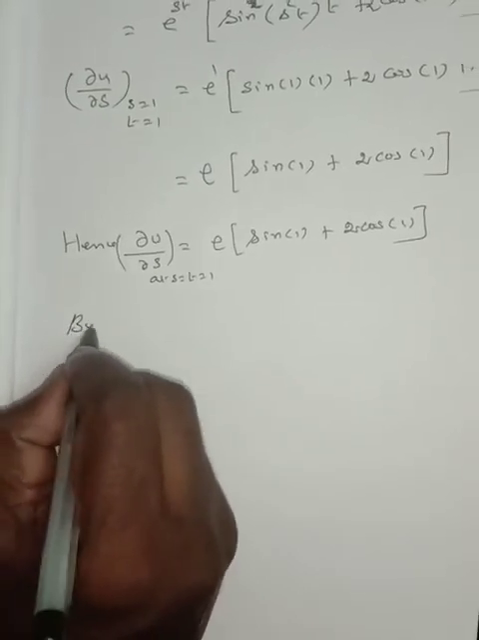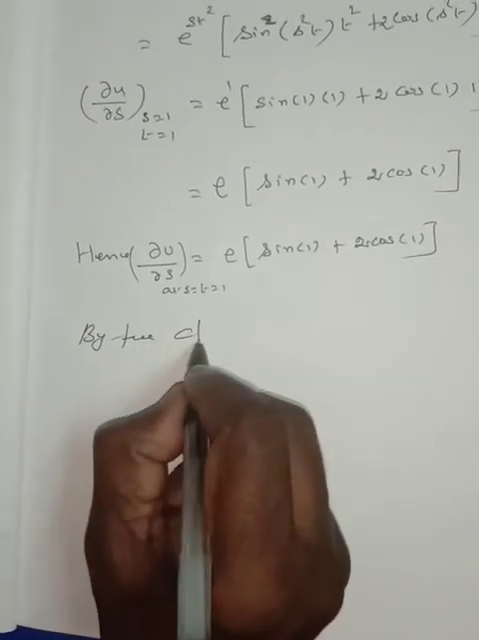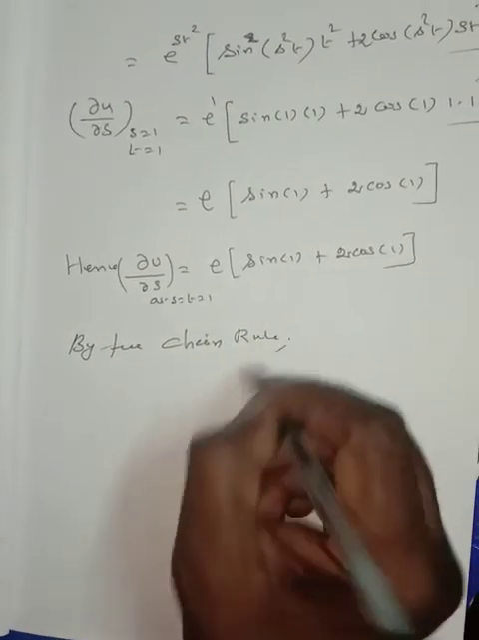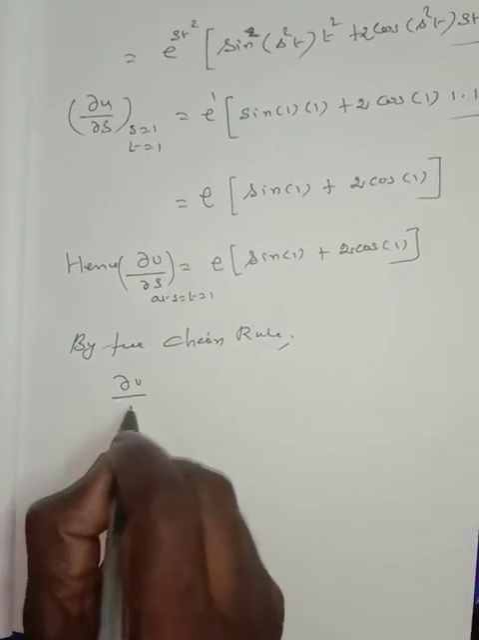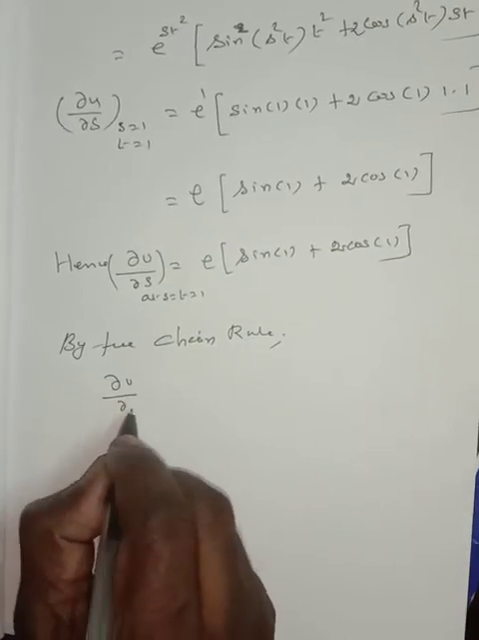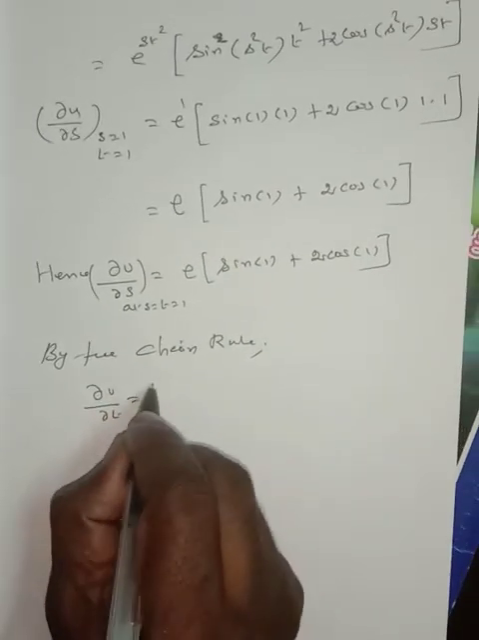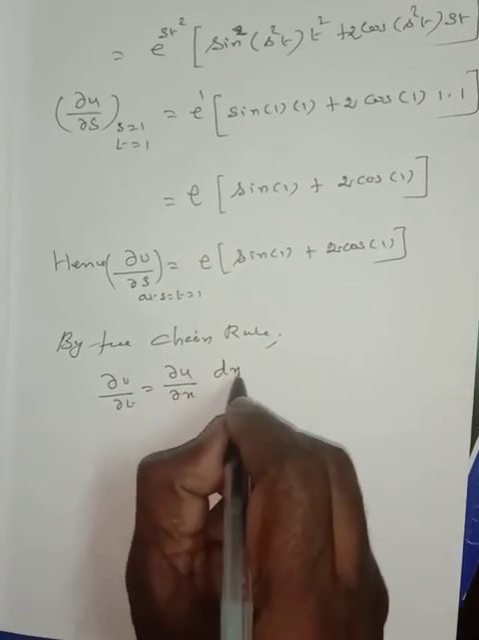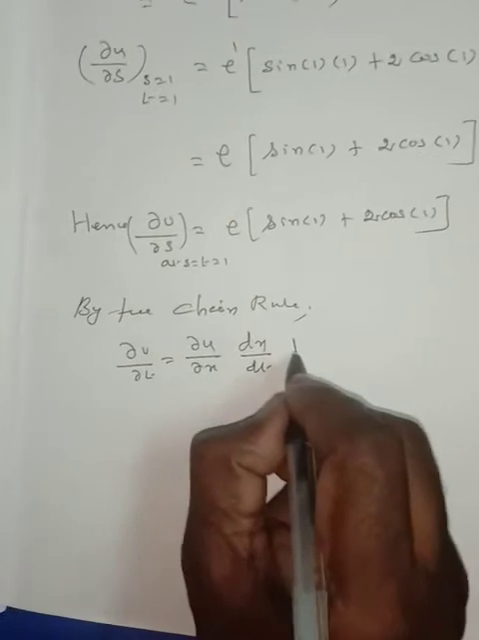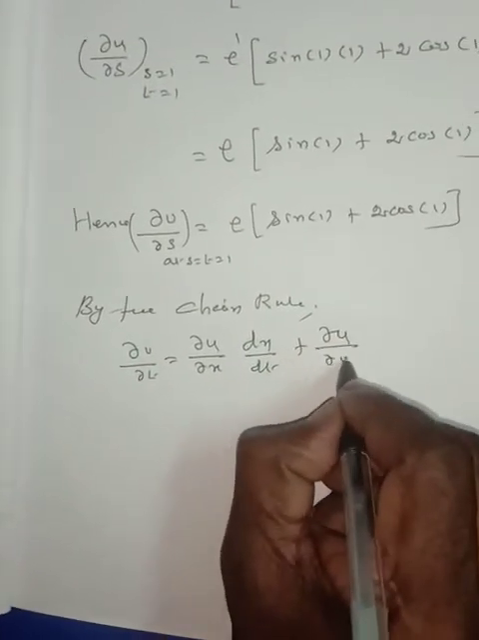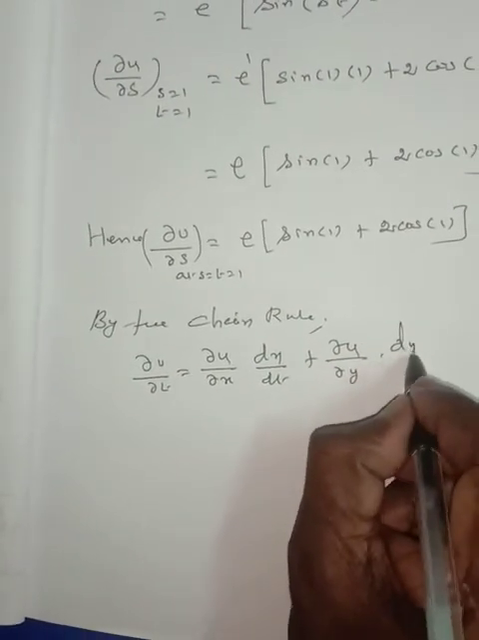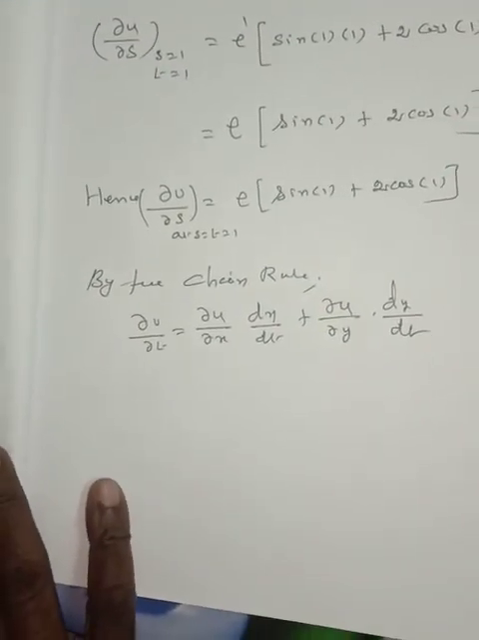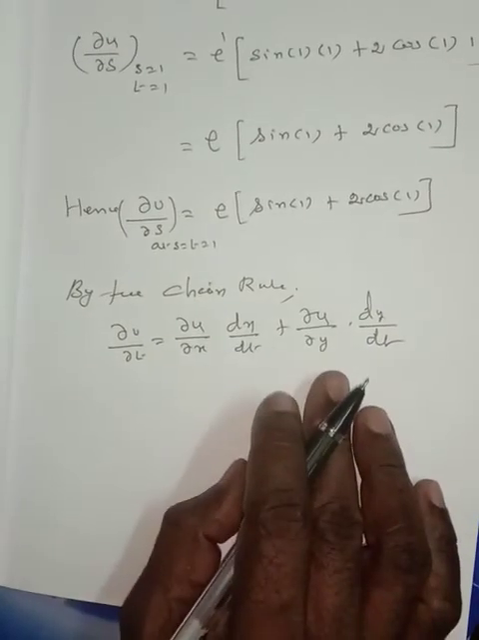Similarly, we can find dou u by dou t by the chain rule. Dou u by dou t is equal to dou u by dou x into dx by dt plus dou u by dou y into dy by dt. Already known dou u by dou x and dou u by dou y.